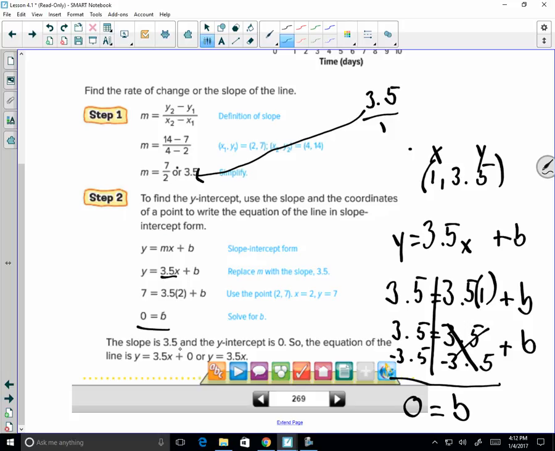So if we want to write this as an equation, and if you look way down here, I know I have a lot written, it says the slope is 3.5 and the y-intercept is 0. So the equation of the line is y equals 3.5x plus 0. Or another way to write it is y equals 3.5x. Either way.